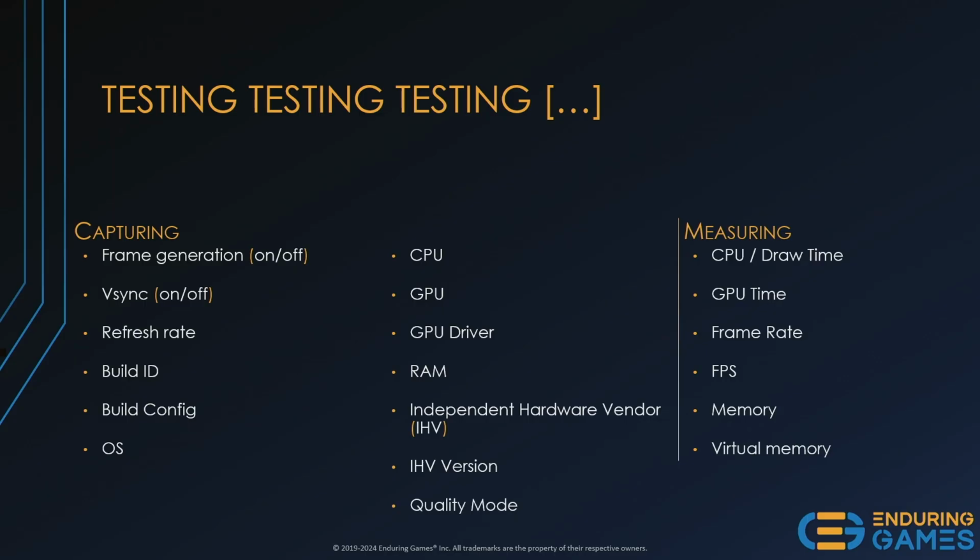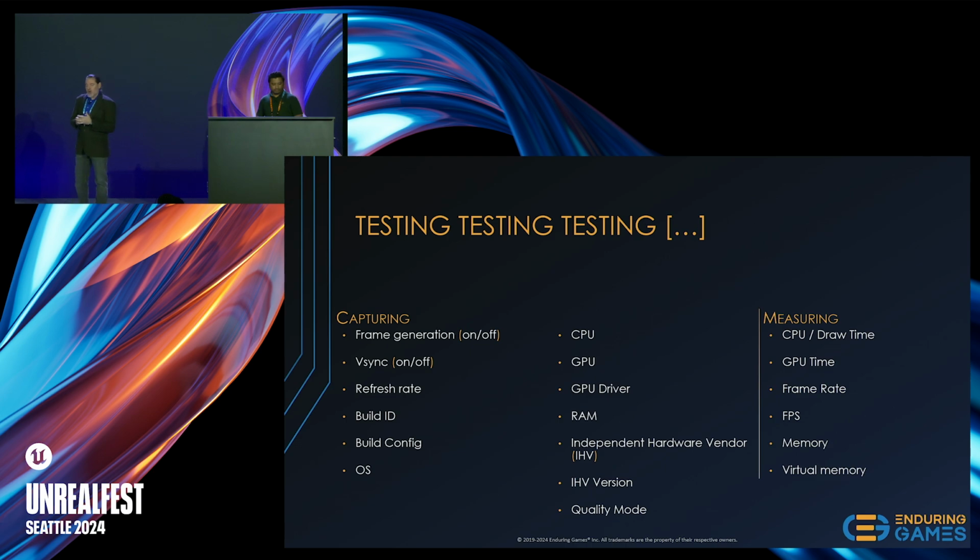Talking about the testing side of things, we do a lot with all of the different technologies. As part of that, we like to make sure we're doing performance captures, A/B comparisons, and timings, so we understand how the different technologies work on different hardware stacks, how they compare to each other, and what challenges we might see from an artifacting perspective to timings. We capture several different parts of this in our test matrices, including whether frame generation is on or off, VSync on or off, refresh rate, build IDs, build configs, the operating system, CPU, GPU, the RAM, which independent hardware vendor we're particularly looking at, or combination of hardware vendors, quality modes, all of that. And we measure things you would expect: CPU draw time, GPU time, frame rate, the memory, virtual memory. We just try to hit all of it.